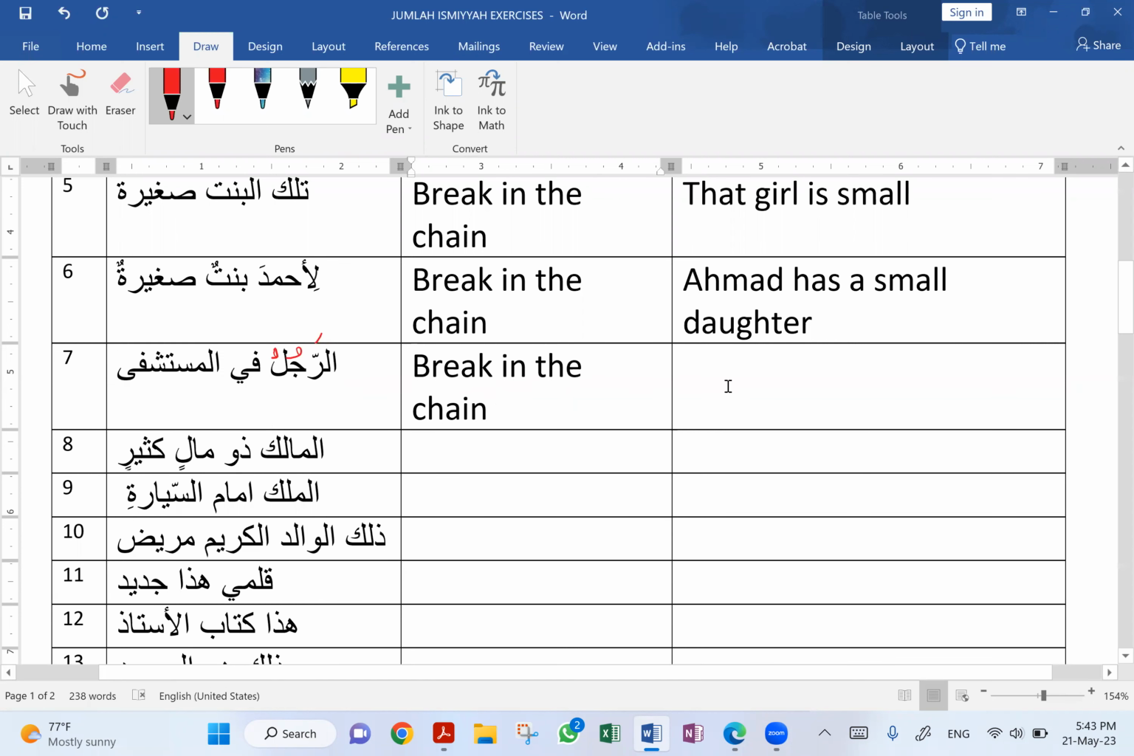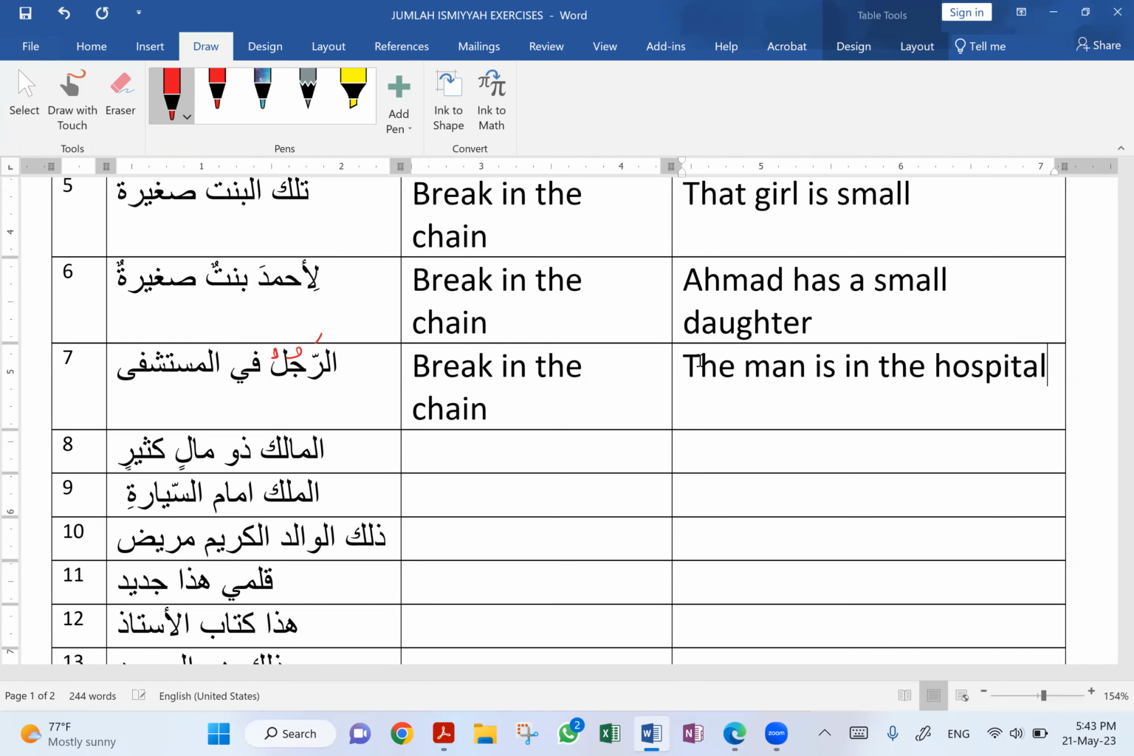All right, so we translated this. The man is... after the man, we put the invisible "is" because of the Jumlah Ismiyyah. So the man is; once you find the break in the chain, put an "is": in the hospital. Just remember, rijlun, leg; rajulun, man. Quite similar, aren't they? Yes, very close.